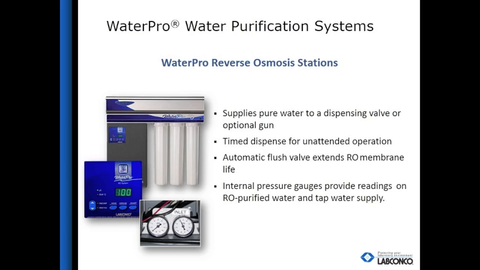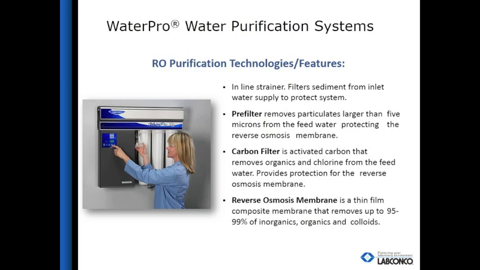operation diagnostics. The RO station incorporates an inline mesh screen to remove debris in the plumbing line and a 5 to 6 micron pre-filter to remove the suspended particulates. Together, they prevent the RO membrane from becoming plugged with solids. Also included is an activated carbon pre-filter for the removal of chlorine, which can damage the thin film RO membrane. The membrane itself removes all types of water contaminants with an efficiency of 95 to 99%.